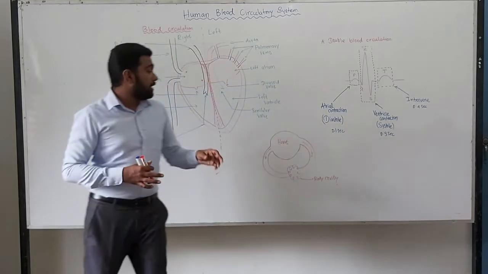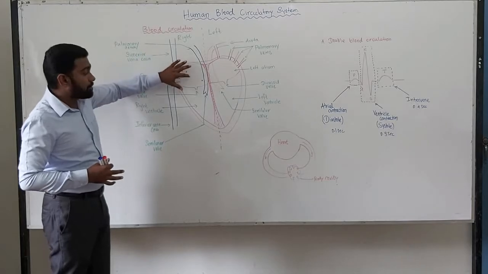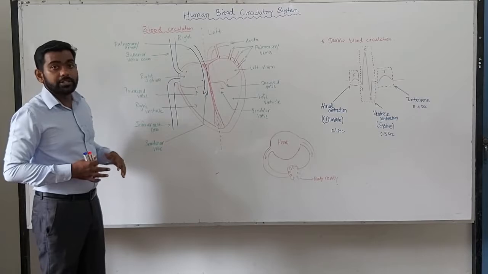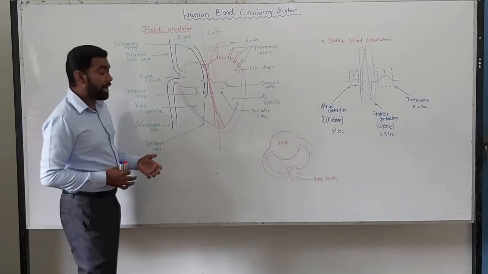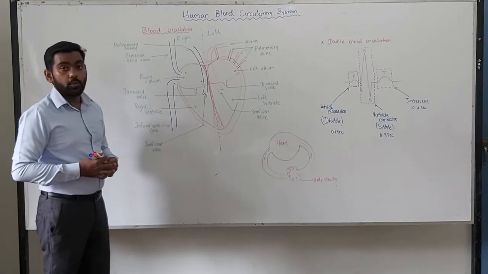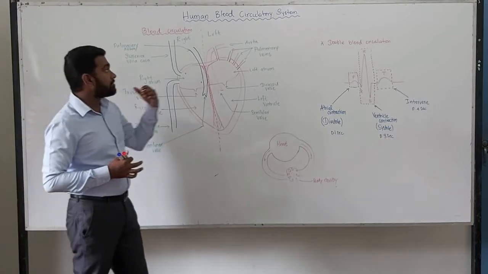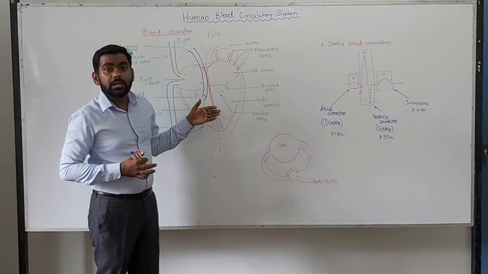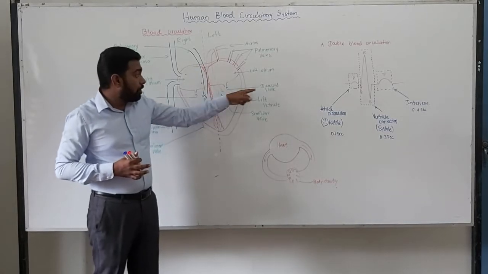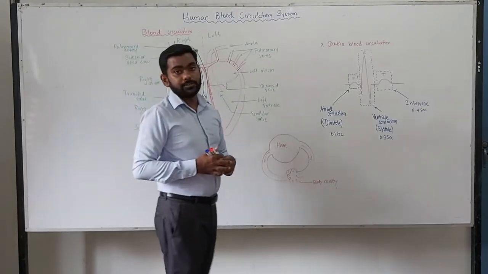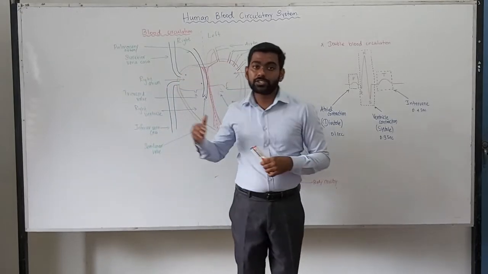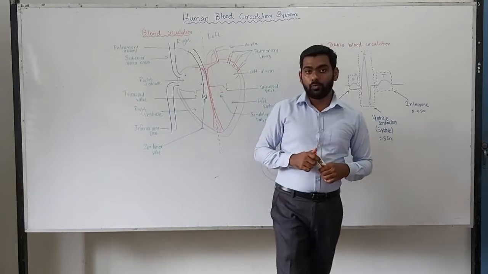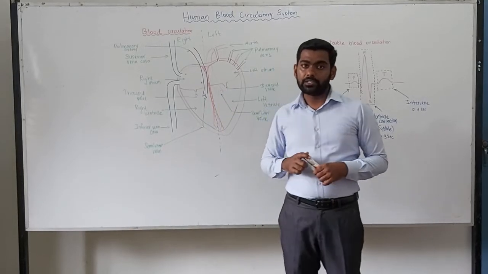But if you take only the right side, both the upper chamber and the lower chamber, the right atrium and right ventricle, are connected by a valve called the tricuspid valve. And if you take the left side, both the left atrium and left ventricle are connected by a valve called the bicuspid valve. So in the right side you have the tricuspid valve, and in the left side you have the bicuspid valve. So what else do we have in the heart?